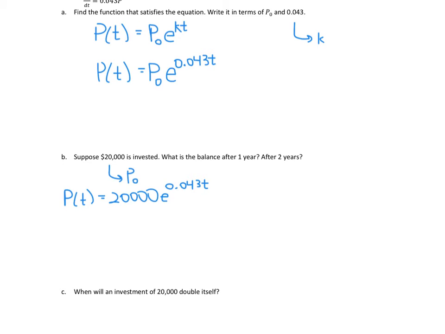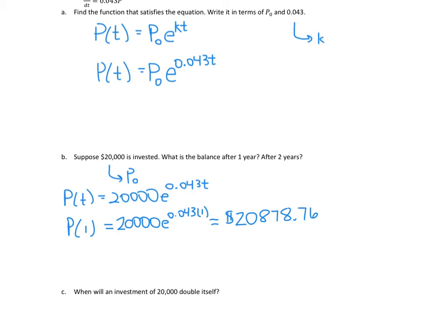Next, we want to know what is the balance after 1 year, and then what is the balance after 2 years. Well, after 1 year, that would be when t equals 1. So we're going to plug 1 in for t, so we have P of 1 is equal to 20,000 times e to the 0.043 times 1. And when we evaluate that in our calculator, we get approximately $20,878.76 when we round to the nearest cent.